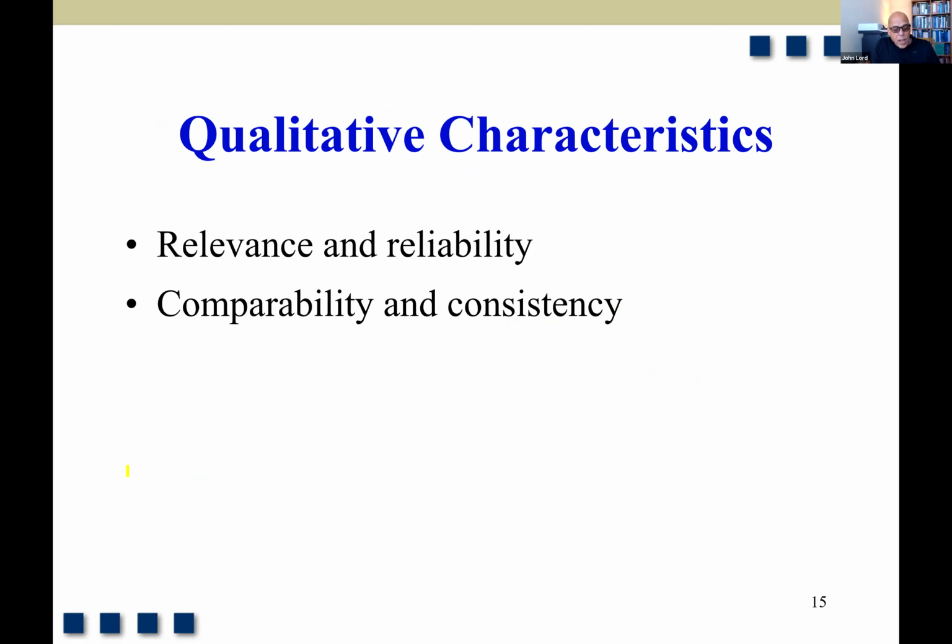Okay. Now, relevance means that the information would be relevant to me making those investment and credit decisions. Reliability is the audit process. What makes the financial statements reliable is that an independent third-party auditor comes in and issues an opinion that says these financial statements can be relied upon.